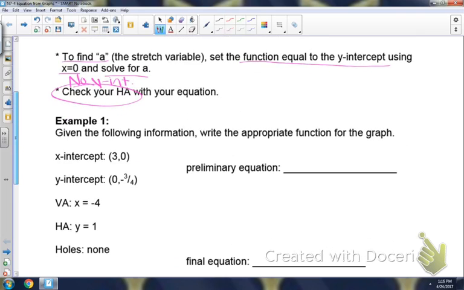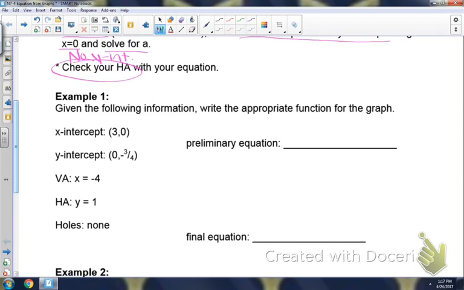Okay, so the first example, we're going to be given this information, and then we're going to write the appropriate function. So we're given the x-intercept, y-intercept, vertical and horizontal asymptotes, and then hole. Your preliminary equation is going to be everything that you plug in, and then we'll have to find a.